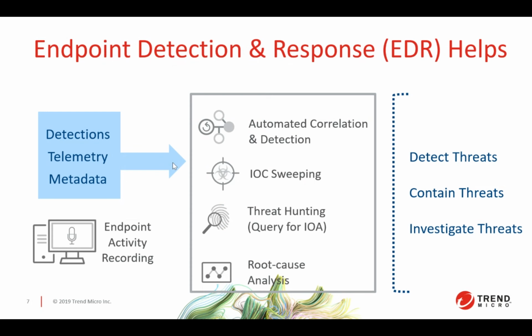And IOC sweeping, indicator of compromise. There is something called indicator of compromise as well as indicator of attack. Indicator of compromise sweeping, you may have some indicator of compromise details, like you can get it from the internet, or you can also customize the XML, the code, everything on the Apex Central, the management server, and you can check whether this indicator of compromise is matching in any of the endpoints.